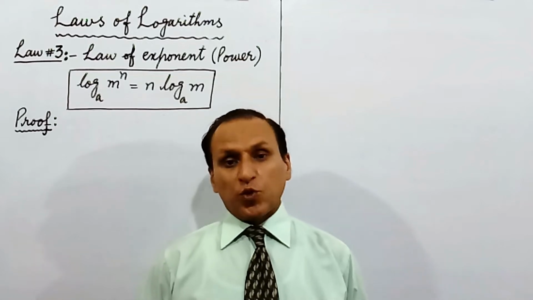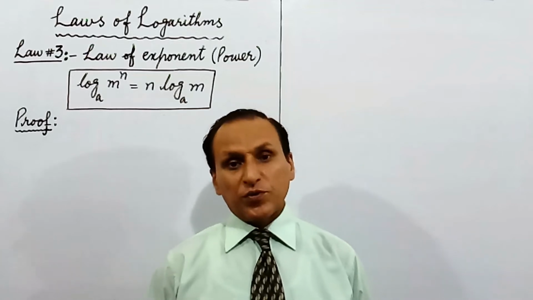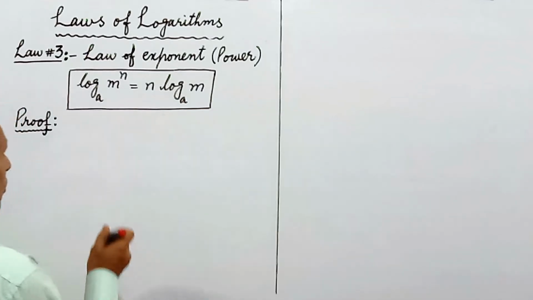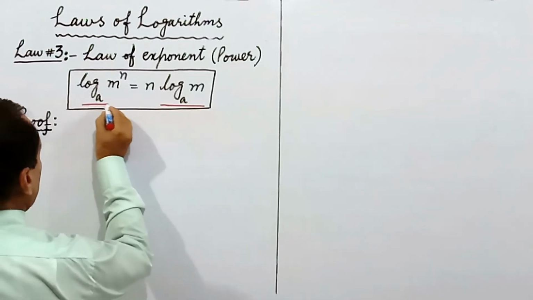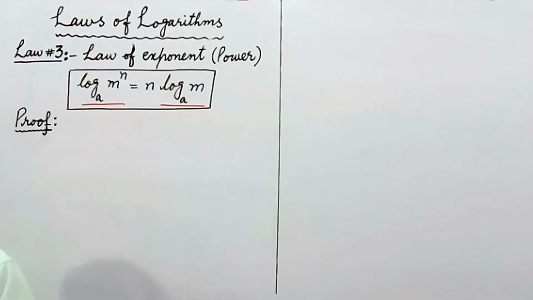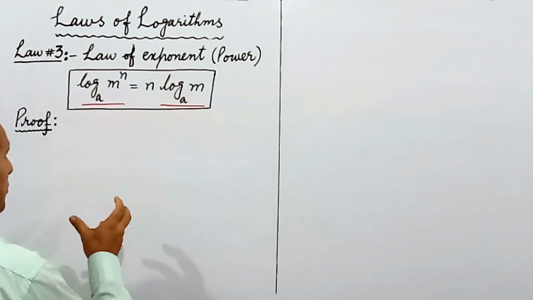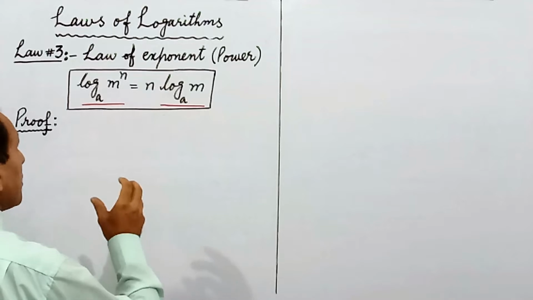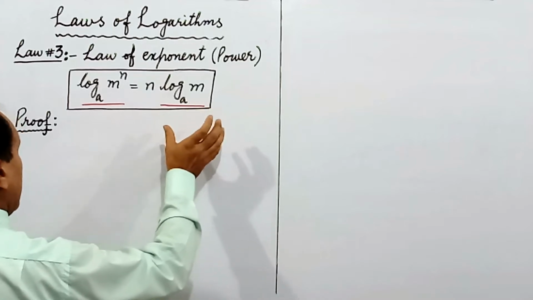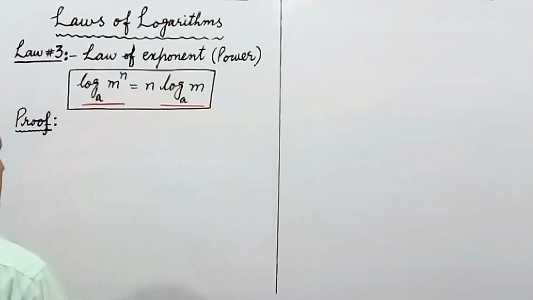So let's prove it first, the law of exponent. In this law, we take these two values equal to two different variables. That is a little bit different from the first and second law. In the first and second law, we take the values from the right hand side and move to the left. But in this, we have to take these two values equal to two different variables.